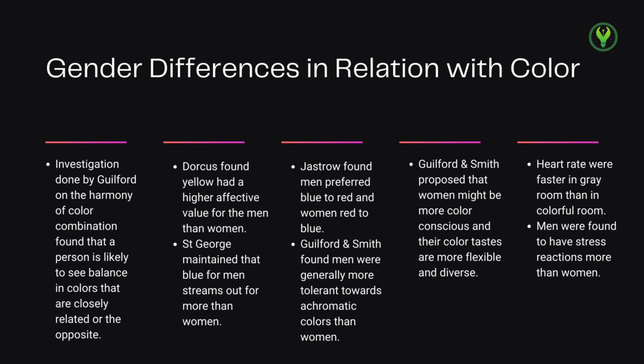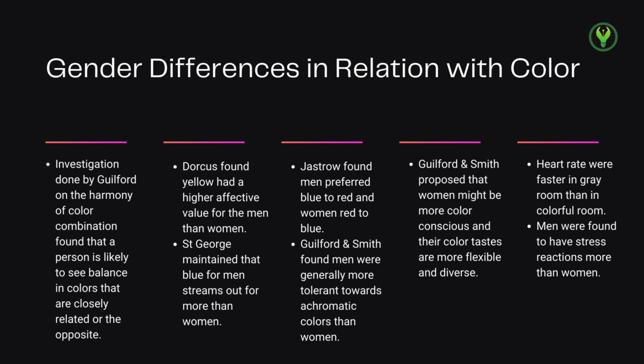Moving on with gender differences in relation with color. Investigation done by Guilford on the harmony of color combination found that a person is likely to see balance in colors that are closely related or the opposite. Dawkins found yellow had a higher affective value for men than women. St. George maintained that blue for men stands out more than for women. Jastrow found men preferred blue to red and women red to blue. Guilford and Smith found men were generally more tolerant towards achromatic colors than women. Guilford and Smith proposed that women might be more color conscious and their color tastes are more flexible and diverse.